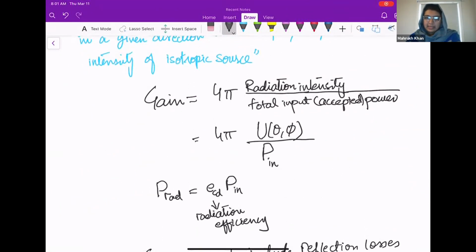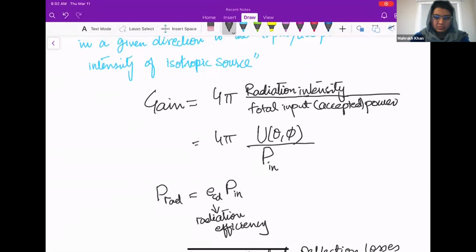So what is the gain and how is this different than the directivity? It's actually I think the same thing that it says, like directivity, that radiation intensity divided by power into 4 pi. The difference is that it is now talking about input power or accepted power, right? In directivity, we were talking about radiated power.